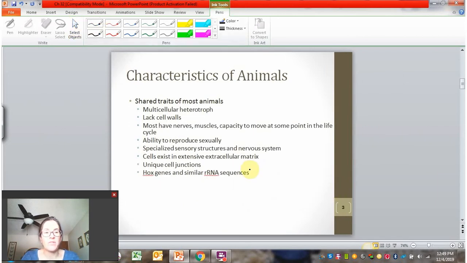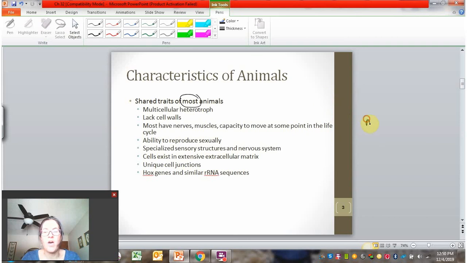So animals have several characteristics specific to kingdom Animalia. Notice that this list here says most animals. So one of the things that I'll point out is that sponges, especially, and some of the other early animals, don't have as many of these traits, or they have them in a more simplistic form. So all animals are multicellular heterotrophs. So again, they have specialized cells that rely on each other. They're heterotrophic, that means they must eat other things. They lack cell walls. So plants and fungi both have cell walls, animals don't. Most animals have some kind of nervous system, some type of muscle tissue, and those operate together to create the ability to move at some point in their life cycle.